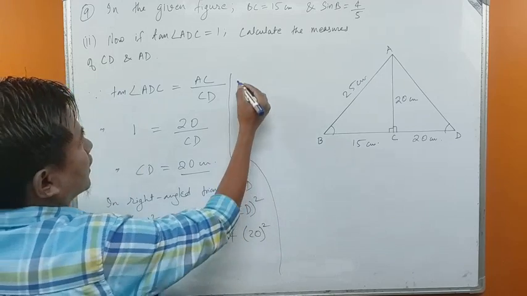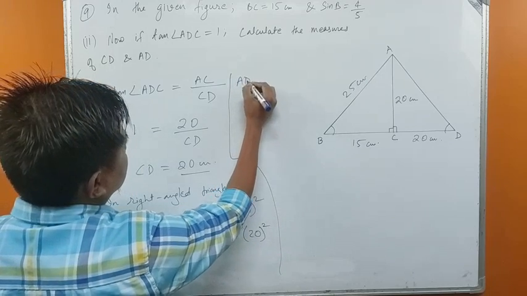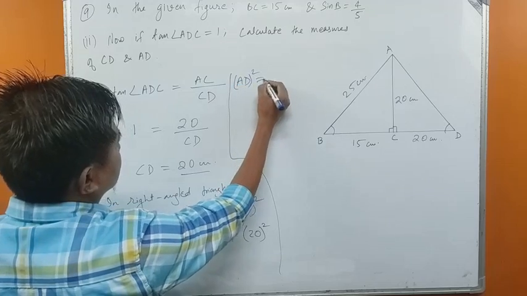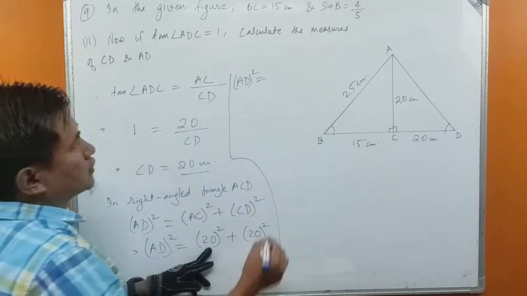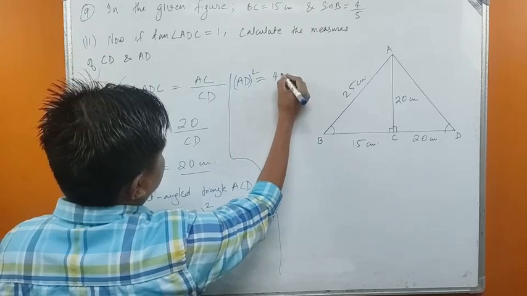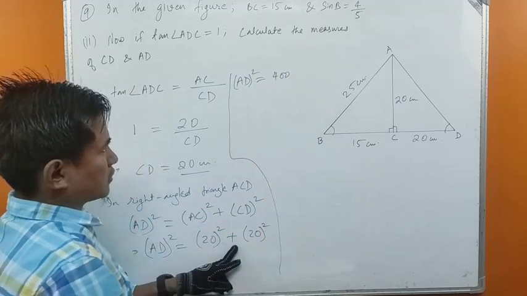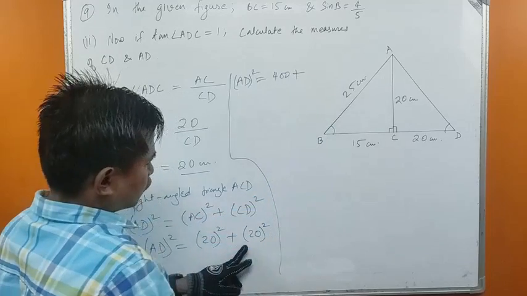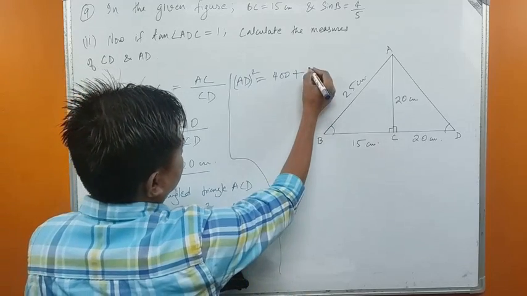So AD squared equals 20 squared is 400. 2 2s are 4. Single 0 square means double 0. Plus, so again, 20 squared. 2 2s are 4.